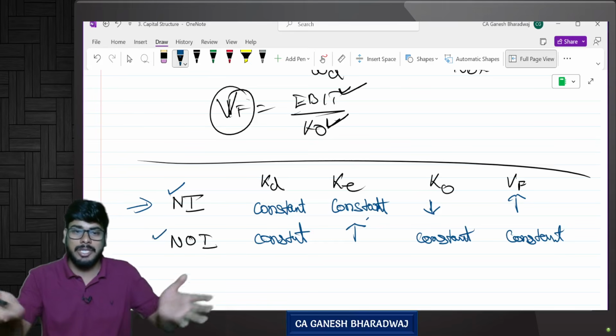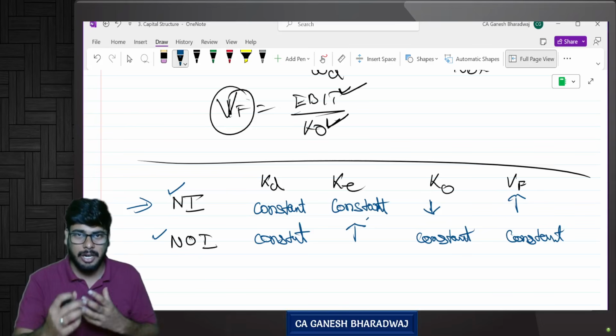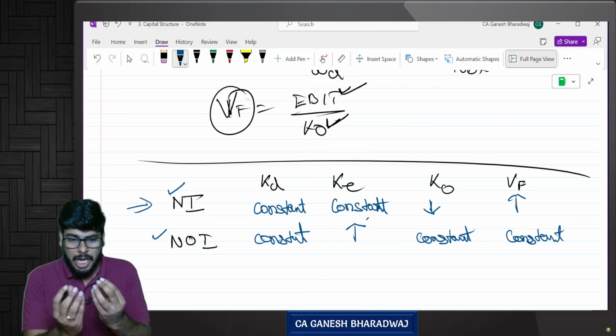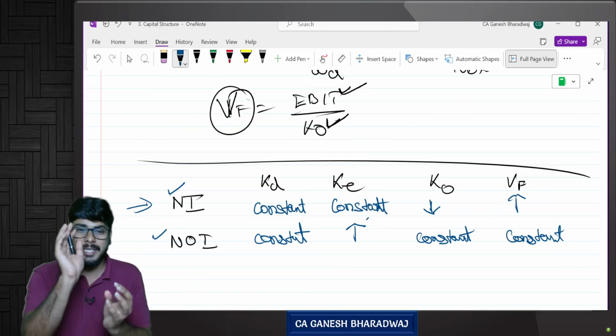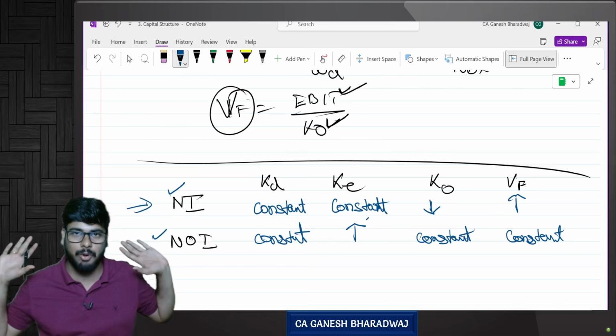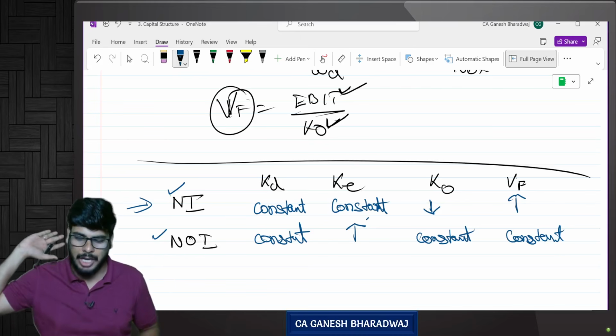But NOI approach has its own hypothesis. It says whenever there is a change in your debt, the weight of debt, that is the proportion of debt in your capital structure, your equity KE will increase in exactly such a manner that overall it balances and KO does not change. That is the hypothesis, that is the assumption for NOI approach. Are you clear with this?